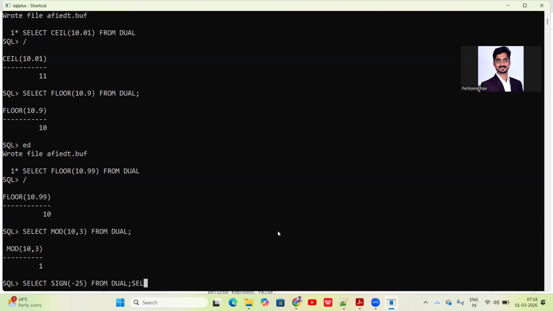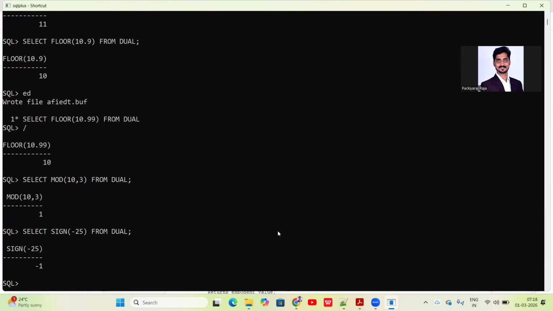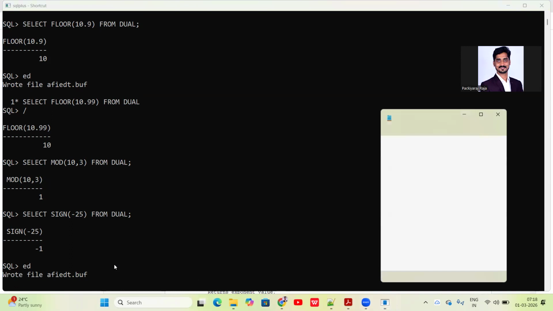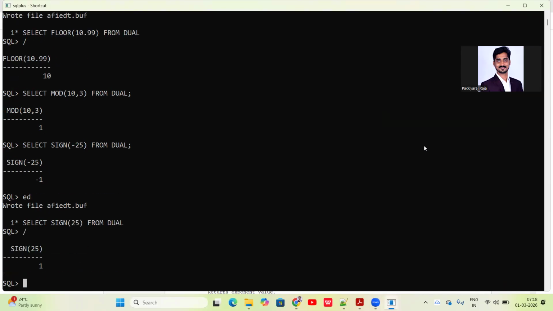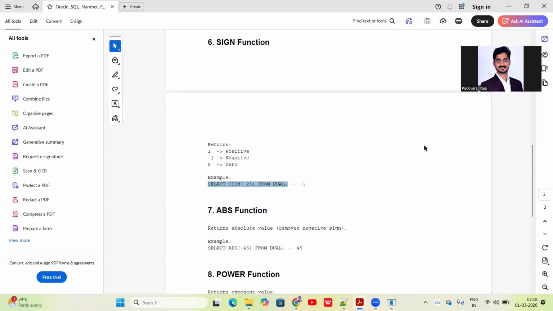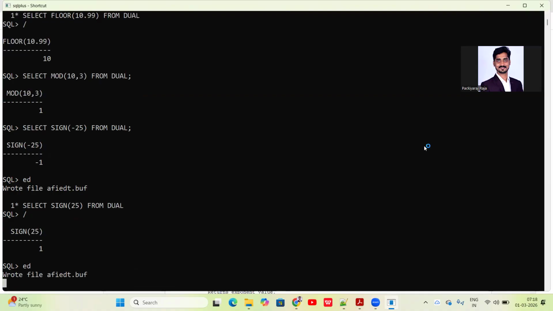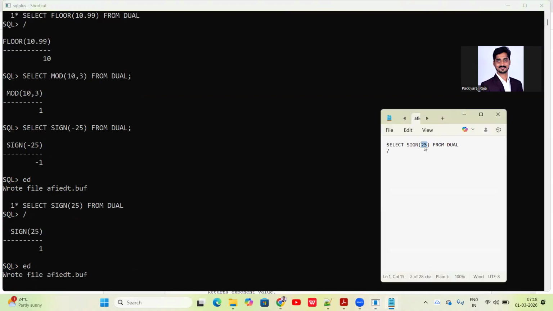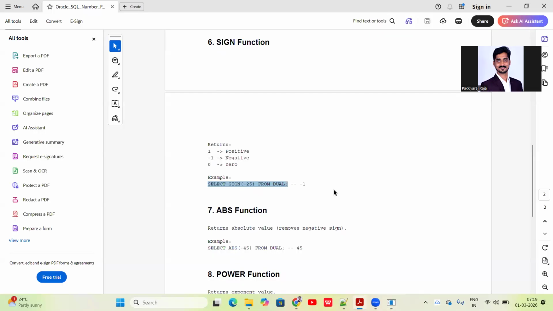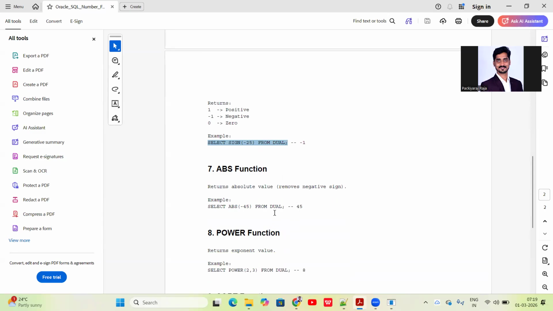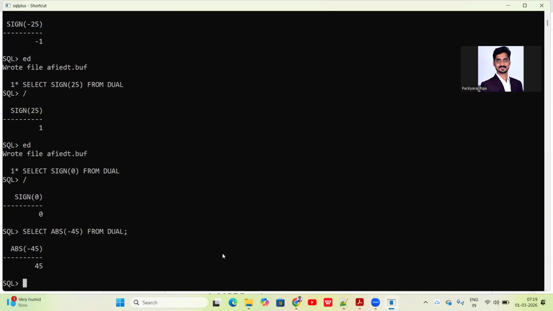See, if you want to see the sign, it's a negative number, it's giving minus. If you use a positive number, it will give plus. If it's 0, then it will give 0. Okay, that is the sign symbol. Absolute: whether it's positive or negative, it will give the whole number, the absolute number. Okay, that is the absolute.